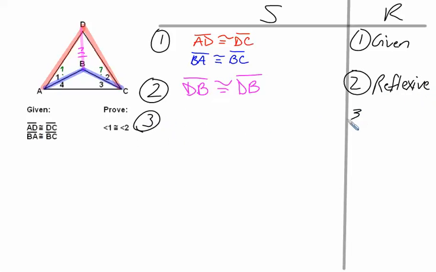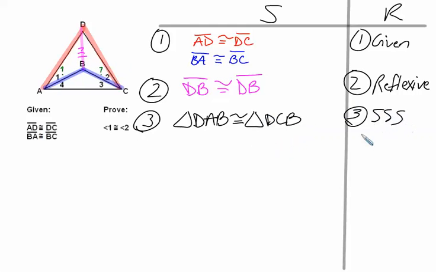Then, at this point, we would have enough to say that these two triangles, DAB and DCB, are congruent. So triangle DAB has to be congruent to triangle DCB. The reason? Well, side, side, side. Two of the sides are given to us in step 1. The final side was the reflexive side we got in step 2.